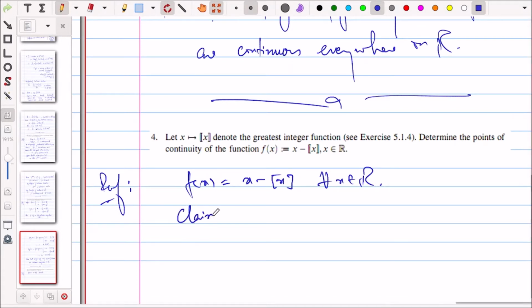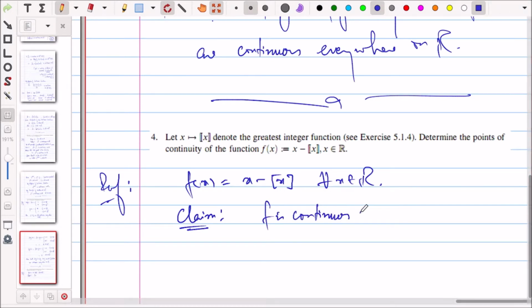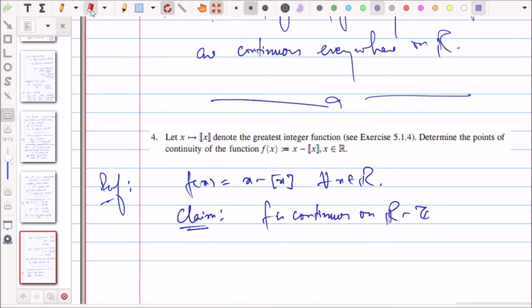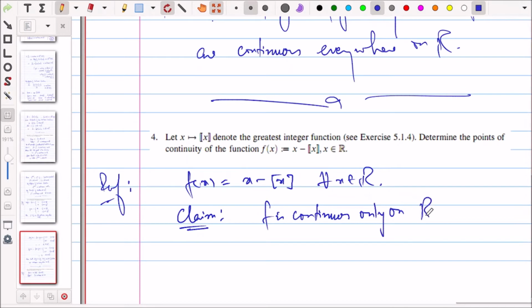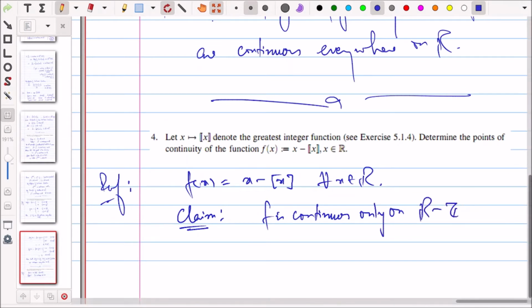Claim: f is continuous on R minus Z, only on R minus Z, and discontinuous on Z. So only on R minus Z, the set of non-integers.